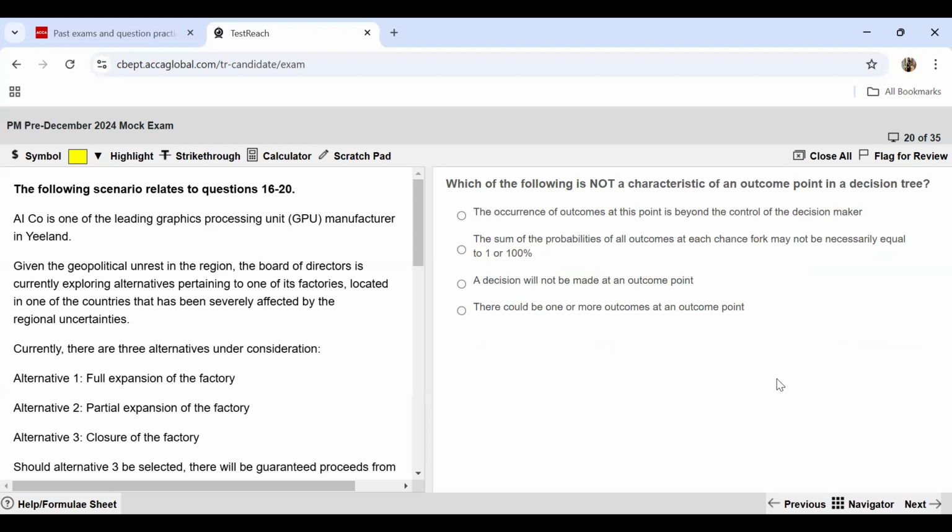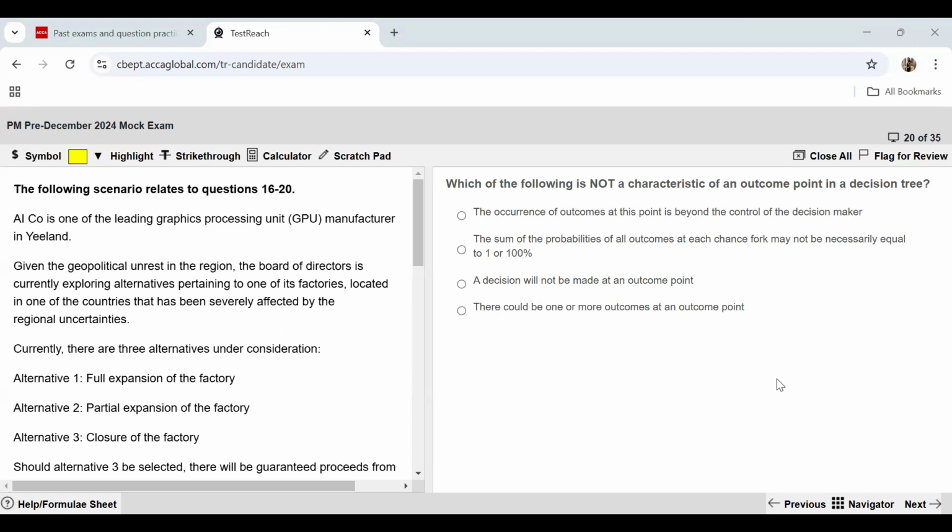Last question says, which of the following is not a characteristic of an outcome point in decision tree? So let's have a read at the options. Occurrence of outcomes at this point is beyond the control of the decision maker. Now, when you talk about outcome points, that means you've already taken a decision and now you are having a look at your results. Similarly, when you appear for your exams, before appearing for your exam, you always have the control. You can prepare better, you can practice more. But after you have taken the decision, after you have attempted your exam, the result is not in your control. So this first statement is definitely true.